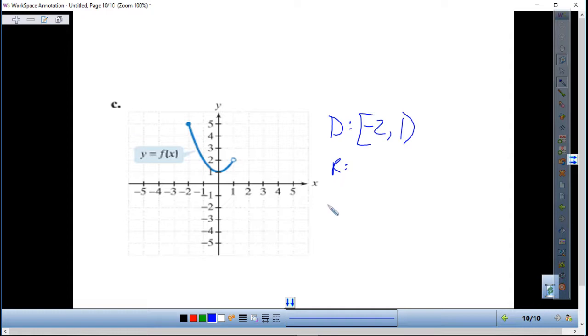All right, what about the range? The range, what's the smallest y value we have? Well, it's 1 right here. What's the largest y value we have? Well, it's 5 up there. What do I know about the 1? Is it included in the graph? Yes, it is, so I got a bracket. What about the 5? It's also included in the graph, so I've got a bracket.